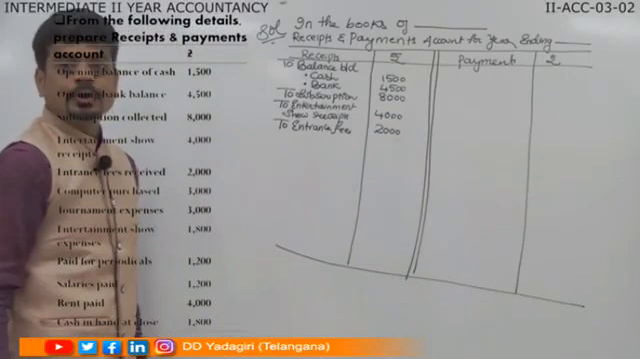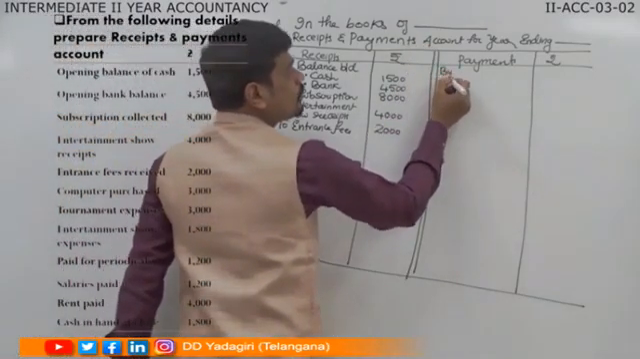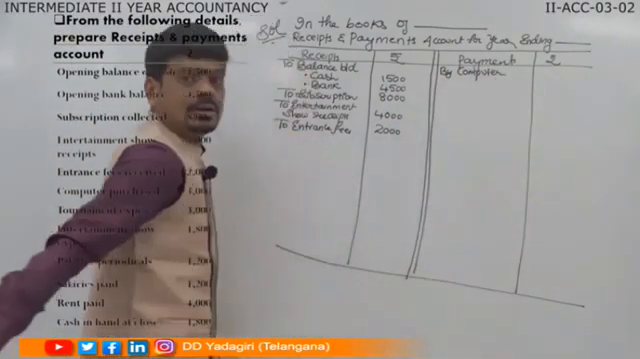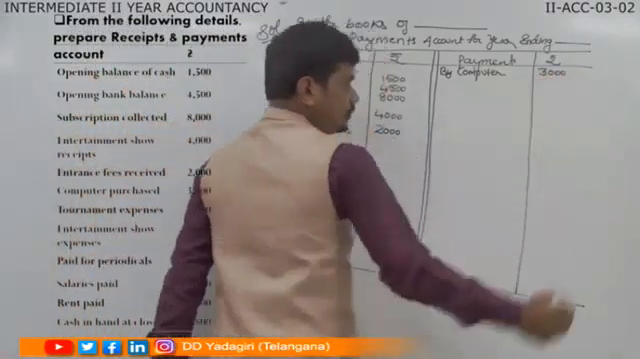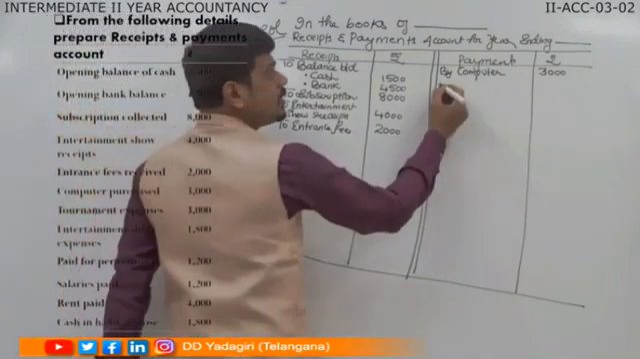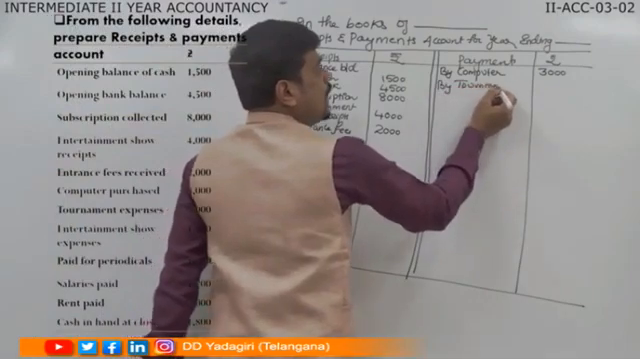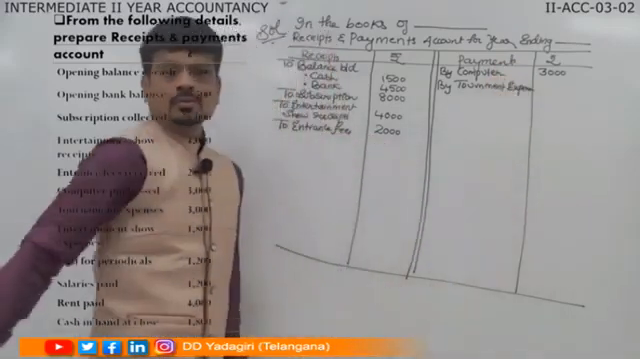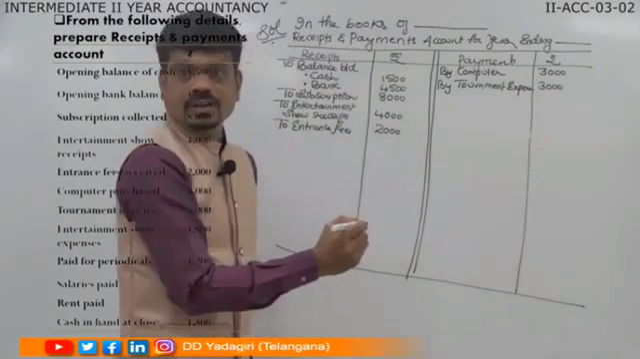Followed by computer purchased. We know computer purchased. Purchased in the sense payment. So we'll go to payment side and we'll post it by computer, and the amount of computer purchased is 3000. Followed by tournament expense. Expenses are payments. So by tournament expense. Tournament expense amounts to rupees 3000.